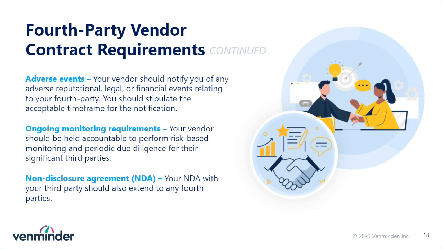Ongoing monitoring requirements. I mentioned a slide ago that you want to make sure that your third-party vendor has a thorough vendor risk management program in place for their fourth parties, but part of that is to require that they continue that on an ongoing basis and not just a one-and-done thing. So you may include in your contract that the third parties are responsible for gathering that ongoing due diligence documentation on the fourth parties for your benefit, for you to review, to assess that fourth party just as you are assessing them.